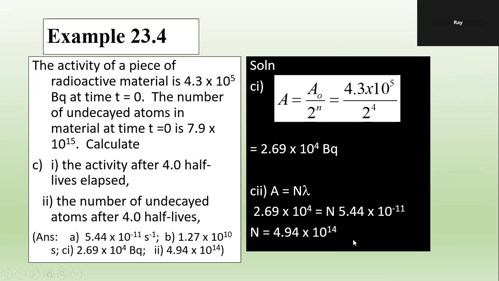Teacher, elapse means total. Say again, elapse means total. Let me pass the time. Oh, after 4 half-lives. Or the activity after 4 half-lives. Anything not clear? Good.